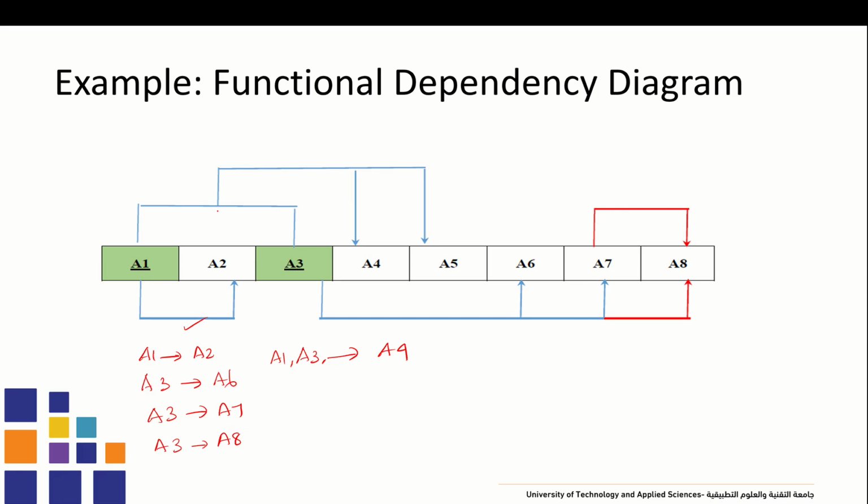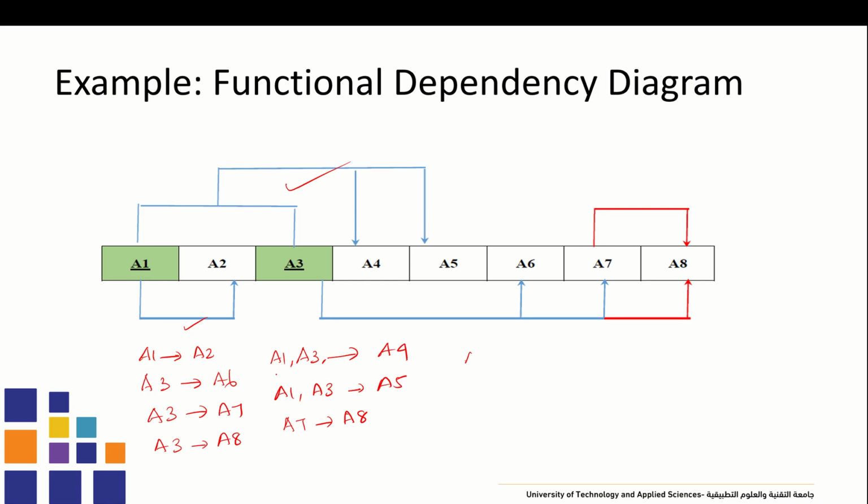Okay, then A1 and A3 determines A5. So we finish writing this. Now the remaining one is A7 determines A8, so I will write A7 determines A8. Okay. Now tell me which is fully functional dependent.